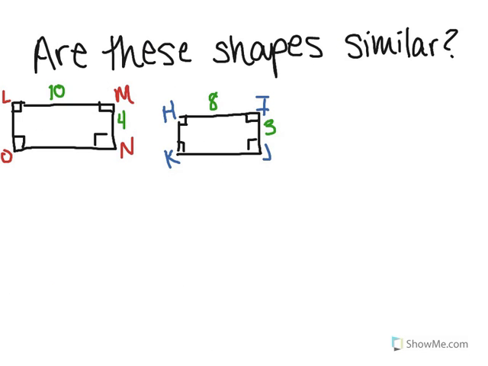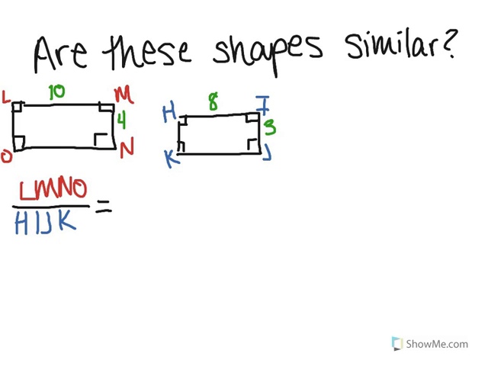Okay, to answer this question, are these shapes similar, we've got to ask ourselves two things. Are the corresponding angles congruent? For these rectangles, all my angles are 90 degrees, so yes, all my angles are congruent. Now I need to ask myself, are the corresponding sides proportional? So I'm going to set that up. Setting up my proportions, I'm going to use all my sides for the rectangle LMNO on top, and then I'm going to use HIJK on bottom.